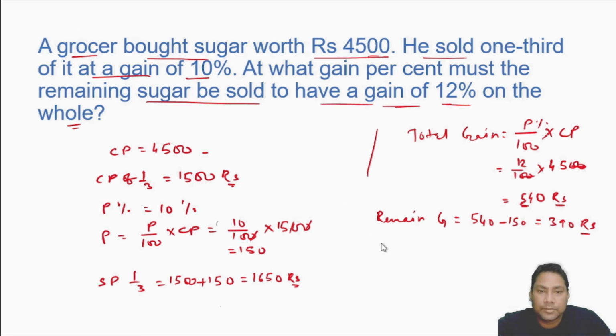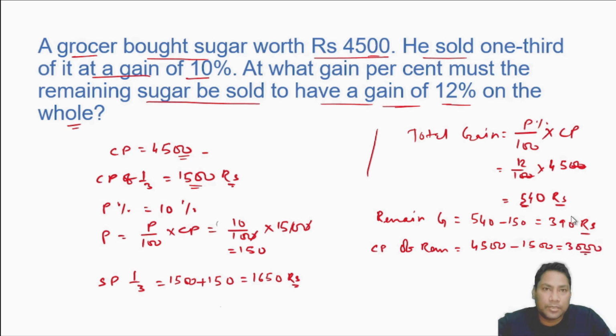So the cost price of the remaining sugar is the cost price of the whole sugar, 4500, minus the cost price of one third of the sugar, that is 1500. That is equal to 3000.